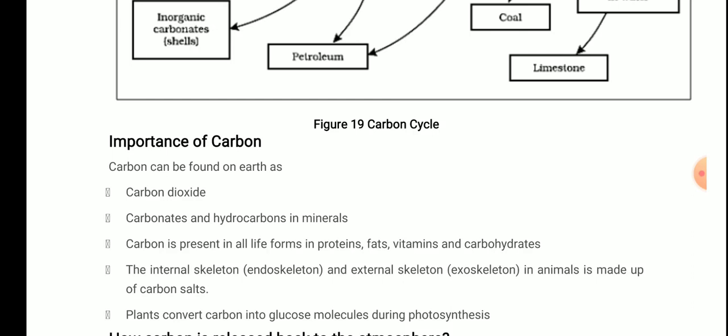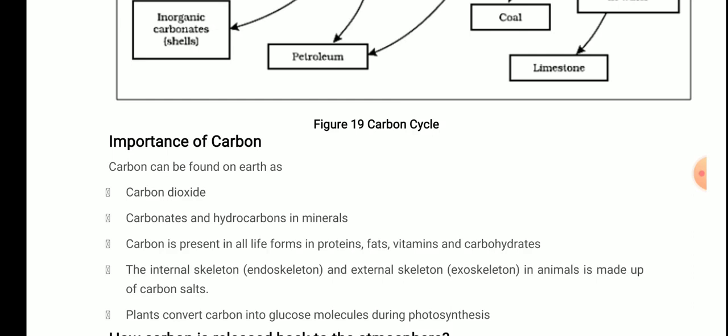Next, the internal skeleton, that is the endoskeleton, and the external skeleton, that is the exoskeleton, in animals is made up of carbon salts. I have told you in the cycle that carbonates form the shells of certain organisms. What is a shell? A shell is an external skeleton, that is, an exoskeleton. So the internal and the external skeleton in animals are also made up of carbon salts. There can be different types of salts.